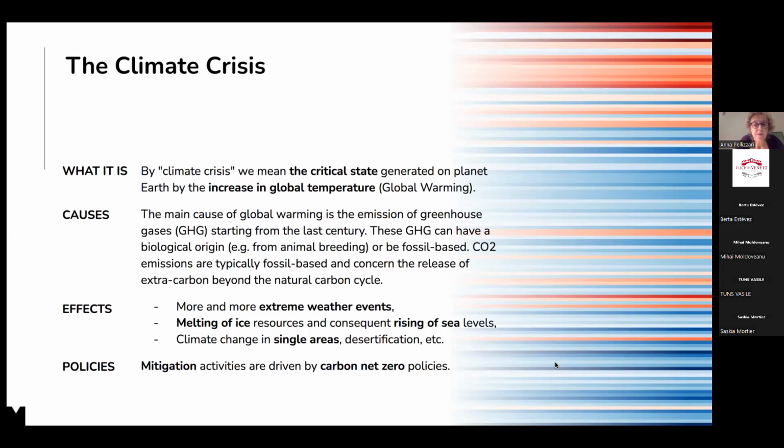And the policies that address the climate crisis specifically are mitigation activities that are driven by carbon net zero policies. Clearly, there is also adaptation, but adaptation is not the object of this course. This is something different.